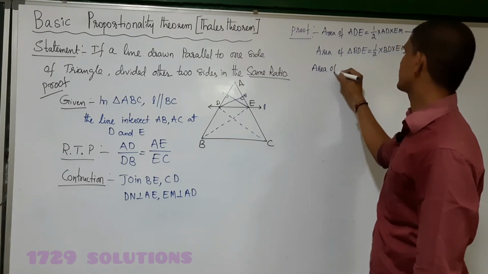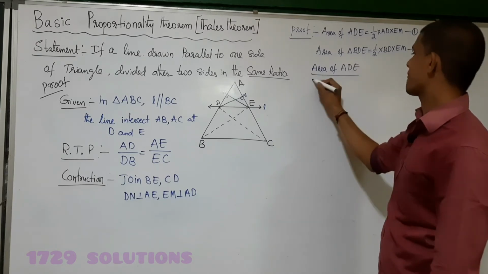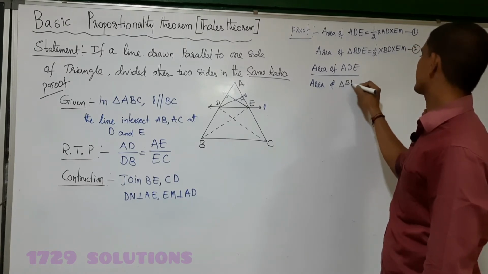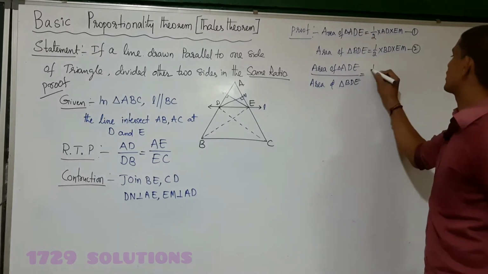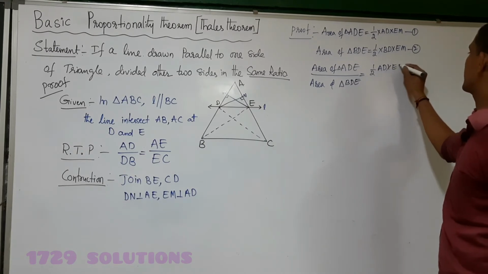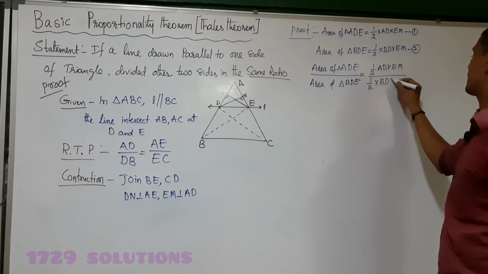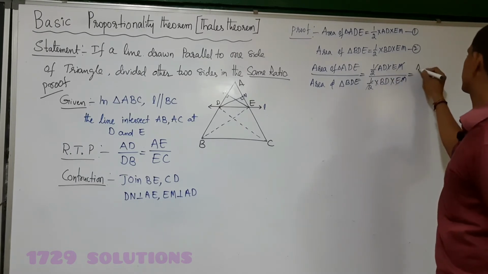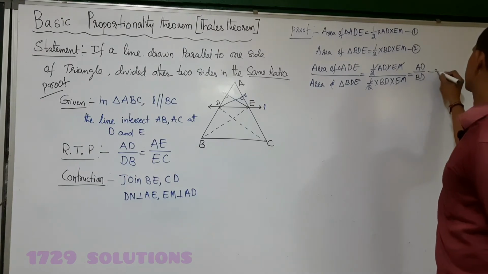Divide one by the other: area of triangle ADE by area of triangle BDE. If I take the ratio, it is 1 by 2 into AD into EM by 1 by 2 into BD into EM. Both EM cancel and the half also cancels. Your answer is AD by DB. This is equation number 3.